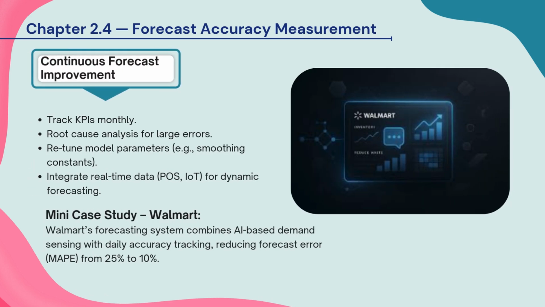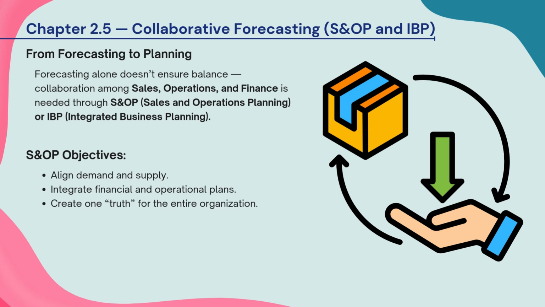Continuous forecast improvement involves tracking KPIs regularly, analyzing the root causes of large errors, and adjusting model parameters like smoothing constants. Integrating real-time data from POS systems or IoT devices enhances responsiveness. Walmart applies AI-based demand sensing and daily accuracy tracking, cutting forecast errors from 25% to 10%, ensuring better inventory and supply alignment. Forecasting is just the first step.